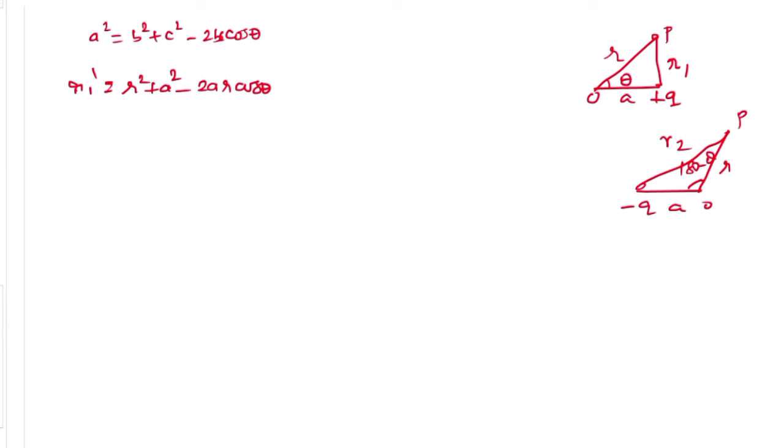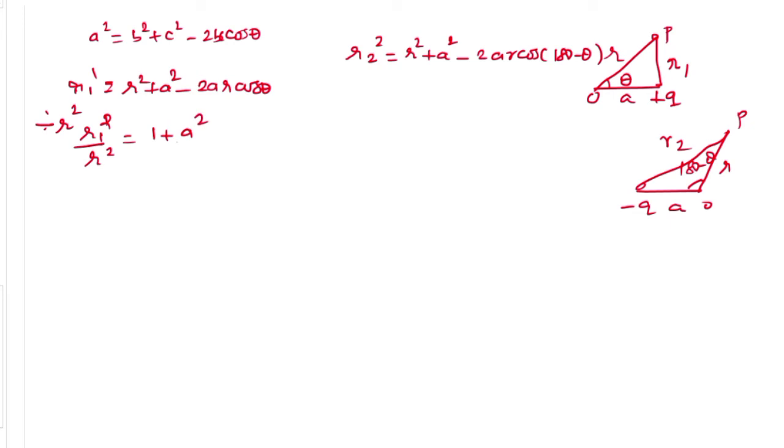R2, I need R2. So for this அப்படியே சைமல்டேனியஸாக பாருங்களேன். R2 ஸ்கொயர் எப்படி எழுதுறேன் பாருங்கள். r square plus a square minus 2ar cos of 180 minus theta. ஓகே, இப்போ இதில் நான் என்ன பண்ணுறேன்? Just I divide by r square on both sides. அப்போ என்ன வரும்? r1 square by r square is equal to 1 plus a square by r square minus 2a by r cos theta.